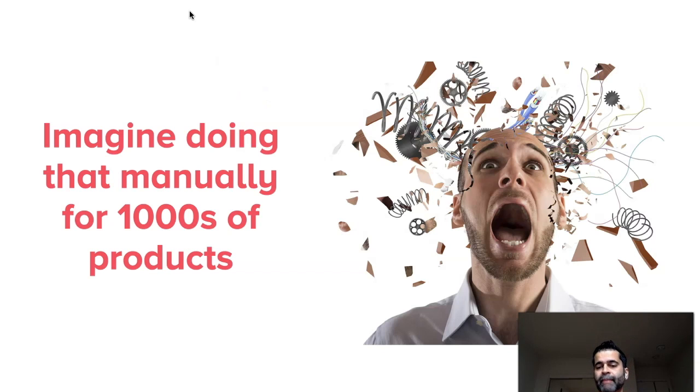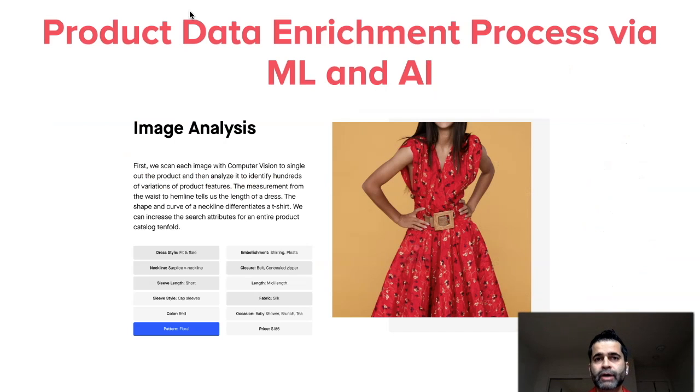So let's keep going. Imagine you have thousands of products, and you want to enrich that data manually. It will take you forever, it's prone to error, takes a very long amount of time, and usually you will have to hire multiple people to do it, and that gets really, really expensive. So automating this product data enrichment through machine learning and artificial intelligence is much more critical. So how can you do that? There are multiple ways machine learning and artificial intelligence can help you enrich the data.